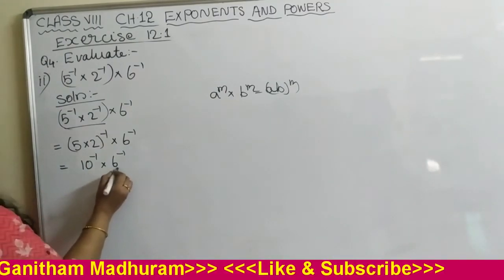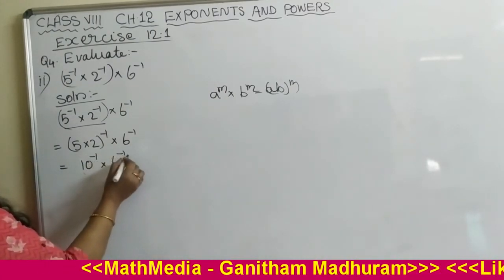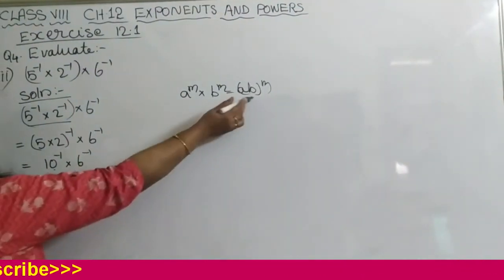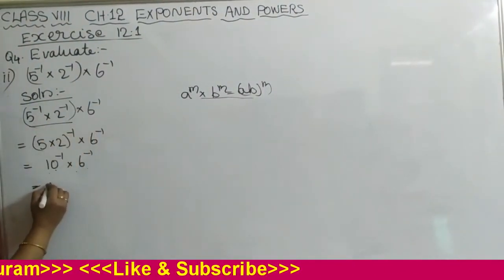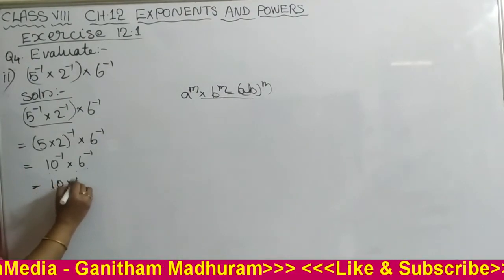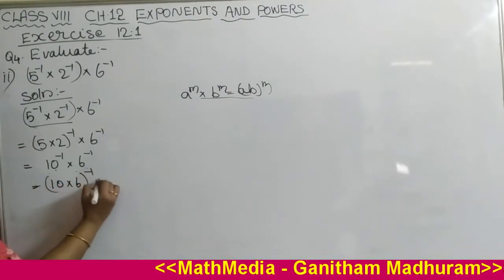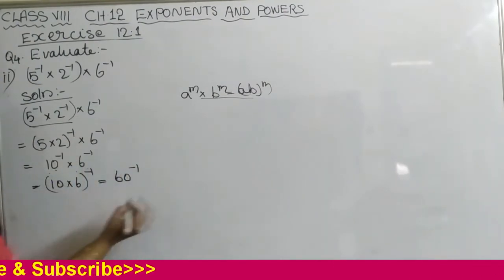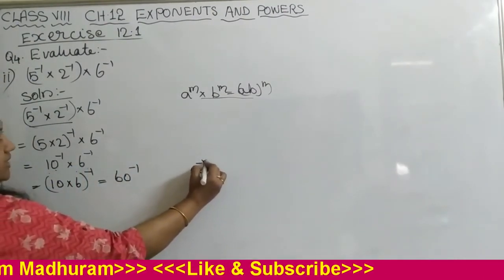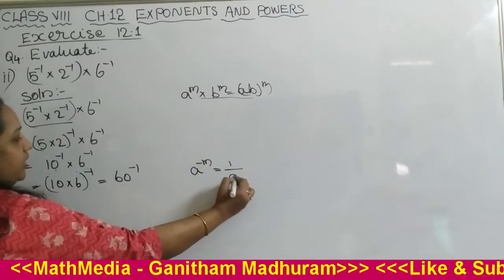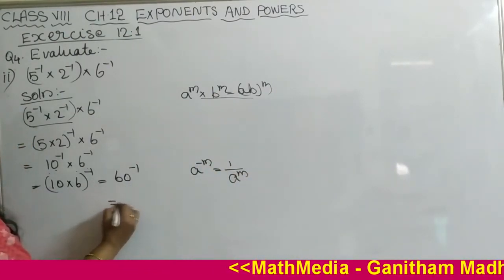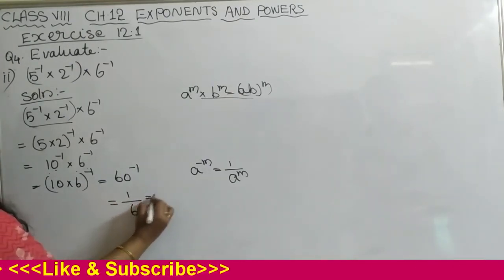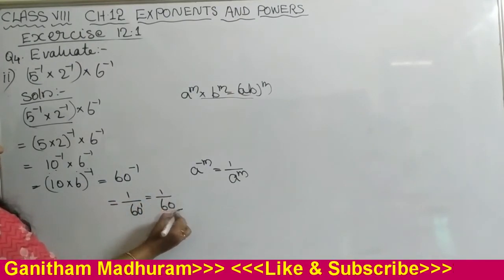Again this is of the form different base and same power. So we can apply again this law. So we get (10 into 6) whole raised to minus 1, which gives 60 raised to minus 1. That is a raised to minus m equal to 1 upon a raised to m. So this we can write it as 1 upon 60 raised to 1, which gives 1 upon 60.